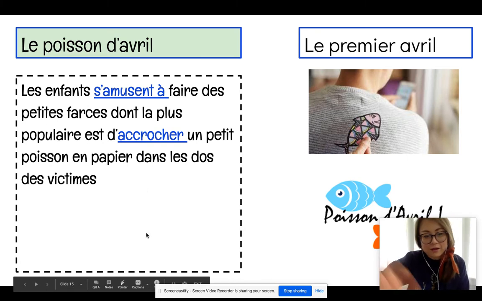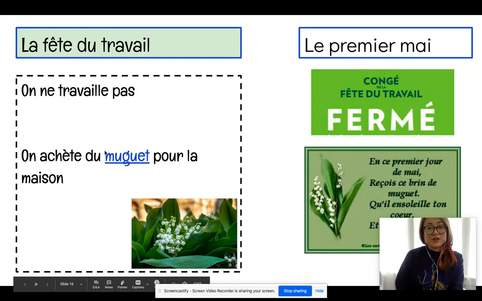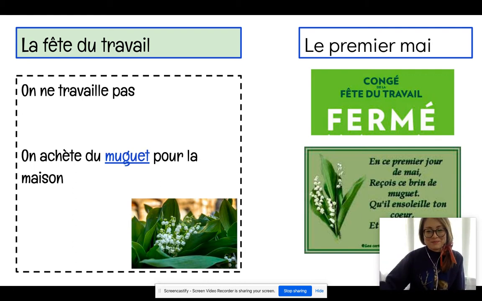Where are we here? Accrocher means to hang. I think that's where we left off. Well, okay. La fête du travail. La fête du travail, c'est le 1er mai. Et la fête du travail, c'est quand on ne travaille pas. Alors, cette fête pour les États-Unis, c'est en septembre, Labor Day. Mais en France, c'est le 1er mai. C'est un jour congé et c'est un jour férié. So this is recognized as a national holiday in France too.